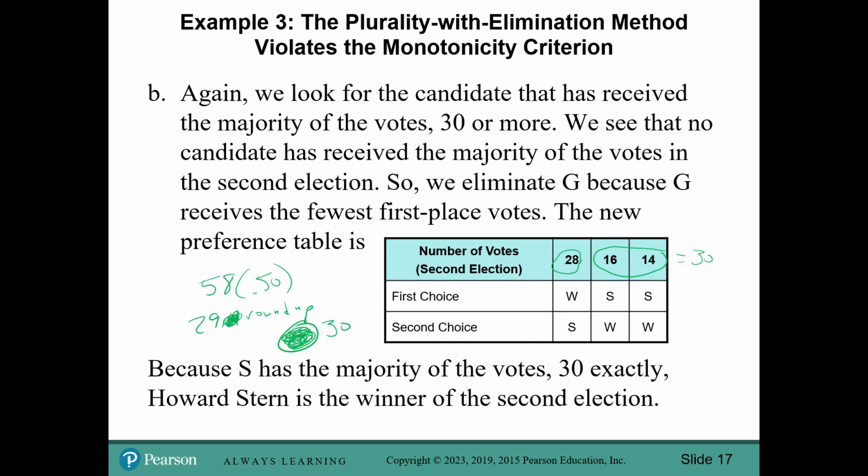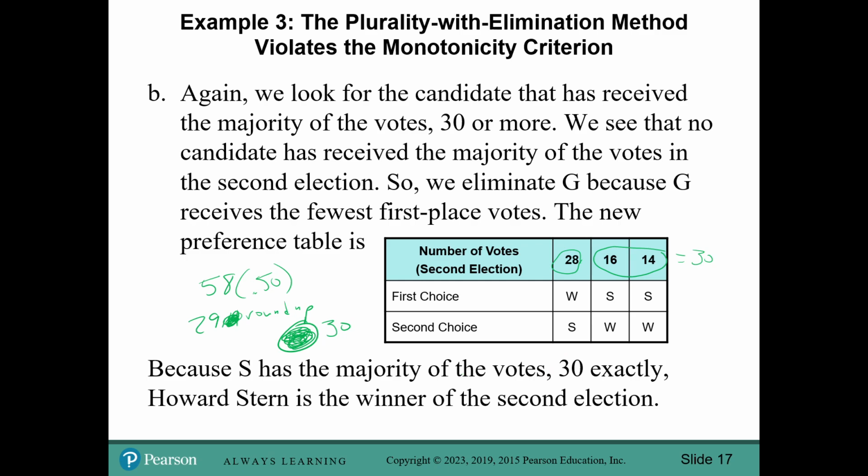So 58 times 0.5 is 29. We round up to 30. So that's why if we receive 30 votes, we've received the majority. Here, S has received the majority of votes, 30 exactly. So Howard Stern is the winner of the second election, which makes no sense, right?